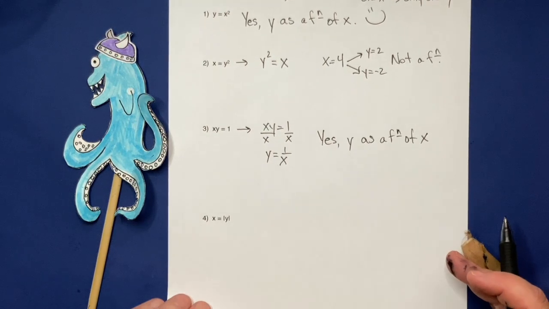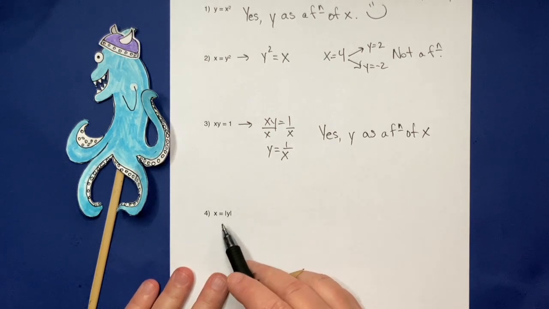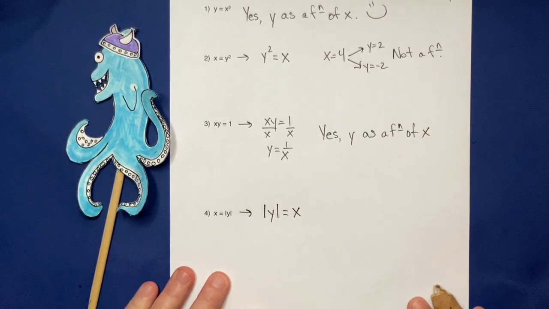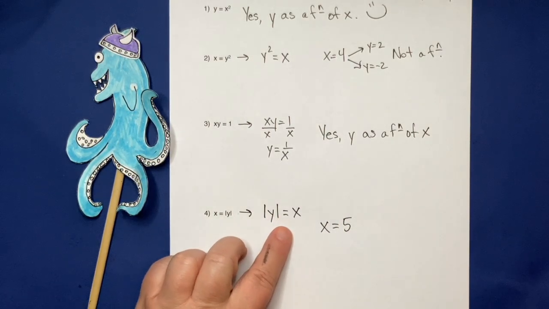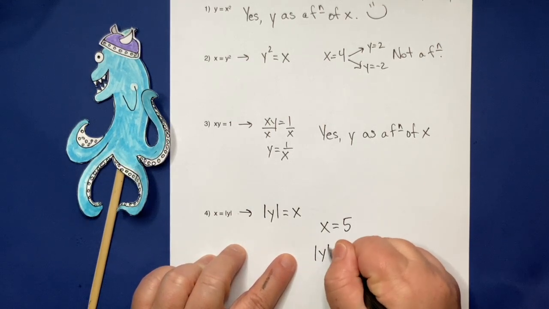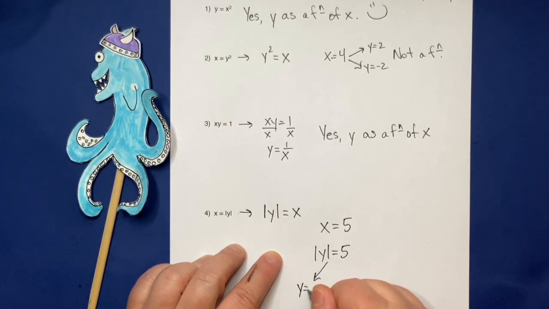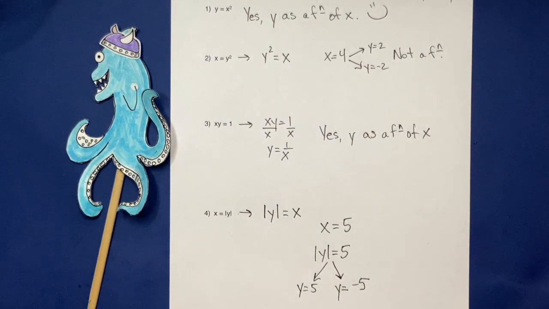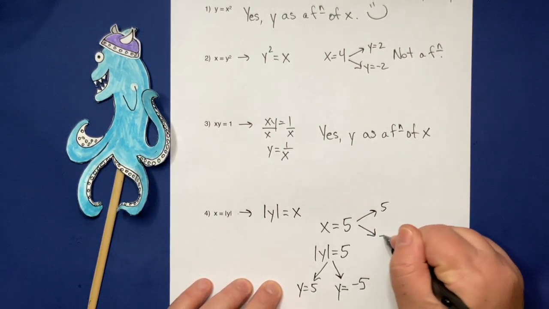Okay, so does this look funny? Yes. Normally the x is on the right. Normally the y is on the left. So we can rewrite it: the absolute value of y equals x. So let's pick a value of x. I say x equals 5. Then I've got the absolute value of y equals 5. So what could y be? y could be 5, sure. Or it could be -5. Right? Absolute value means take off the sign, basically. Okay, one x, two y's, not a function.